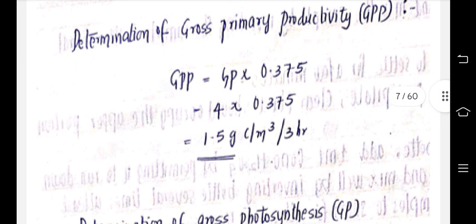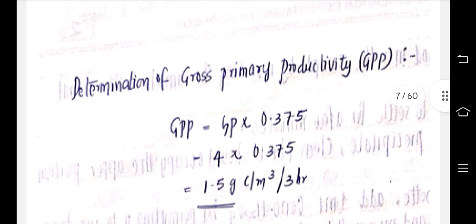Then determination of gross primary productivity: GPP is equal to GP into 0.375, 4 into 0.375, that is 1.5 gram per meter cube per 3 hours. Determination of gross photosynthesis: GP is equal to NP plus R.